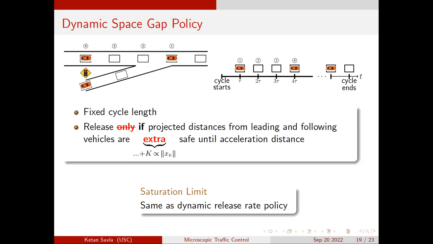The other variation of this policy is, instead of modulating the release rate, you could look for bigger gaps, and that way you can enforce coordination. This is what we call the dynamic space gap policy, right? So instead of waiting for exactly the right gap, you wait for a bigger gap, and how much bigger depends on how far the network is from the free flow configuration. So again, by choosing this dependence properly, we can show that you get the same saturation limit as the dynamic release rate policy.